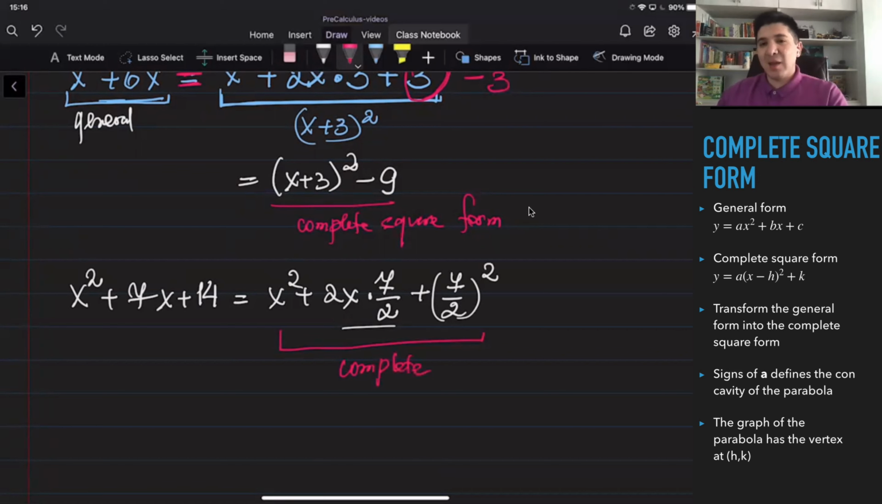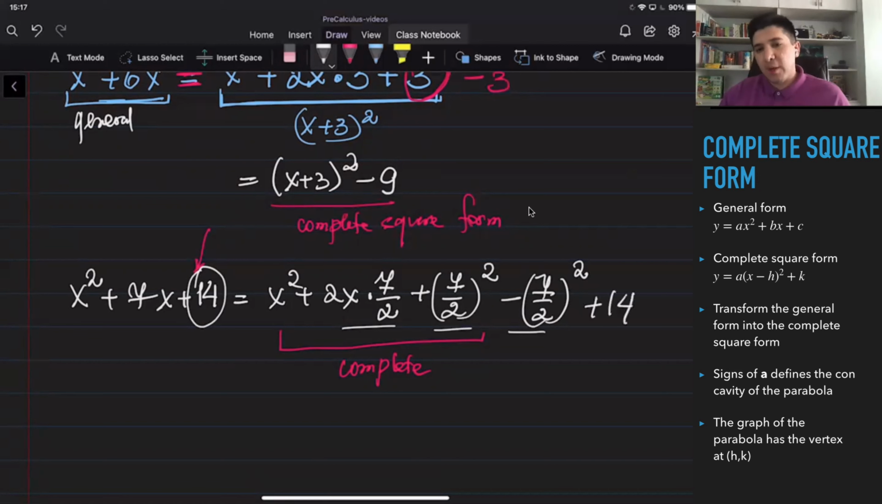So since I added 7 over 2 in the square, which is not present here, I have to subtract this. So in order to have this equation, it's going to be 7 over 2 in the square, right? So this is going to be just canceled. I'm just adding 7 over 2 in the square, so that's why I'm subtracting this. And additionally, I have 14 in the left-hand side. I have to just have this here as well, okay? So please note that this side of this equation is the same as this side.